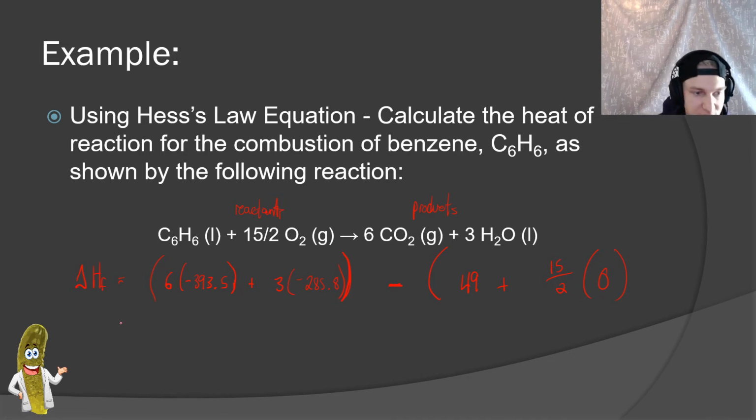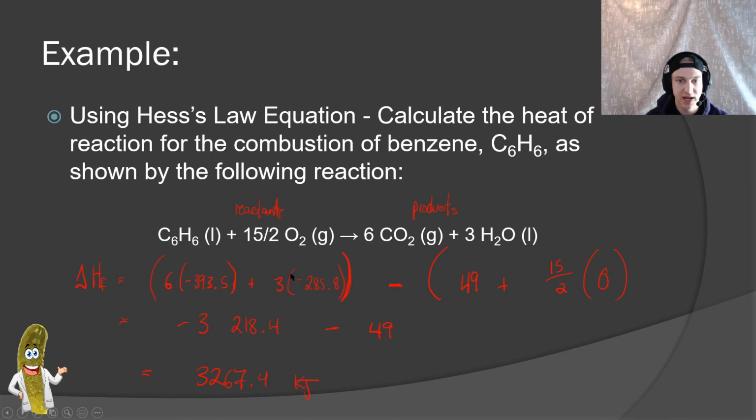So then what we want to do is combine all of these numbers together. So we have 6 times negative 393.5 plus 3 times negative 285.8, and we will get a final value here of negative 3,218.4. And we want to subtract, in this case, this just remains 49. So we have that negative 3218.4, subtract 49 from that, and we will end up getting negative 3267.4 kilojoules.